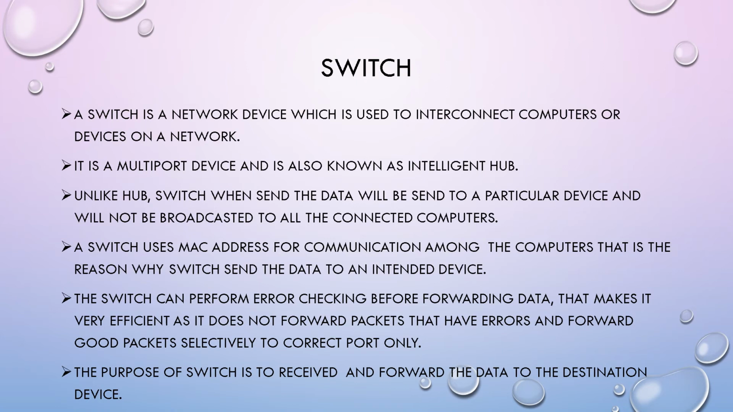If you remember the hub, if computer A wants to send to computer C, the message will be sent to all the computers. That is the disadvantage of a hub. But in a switch, if computer A wants to send to computer C, it will only send to computer C and no message will be sent to B and D. That is why it is called an intelligent hub. A switch uses a MAC address for communication among the computers. That is the reason why a switch sends the data to an intended device.